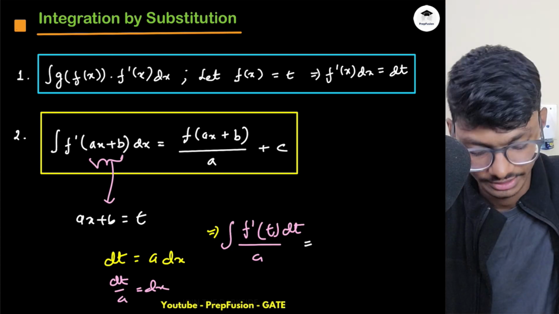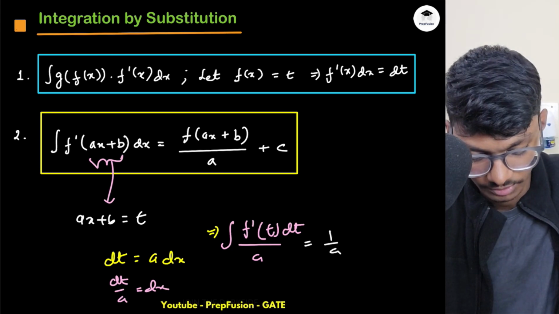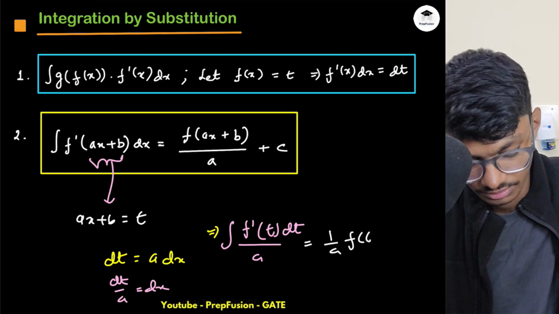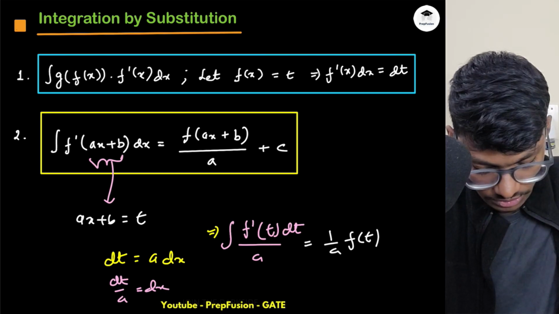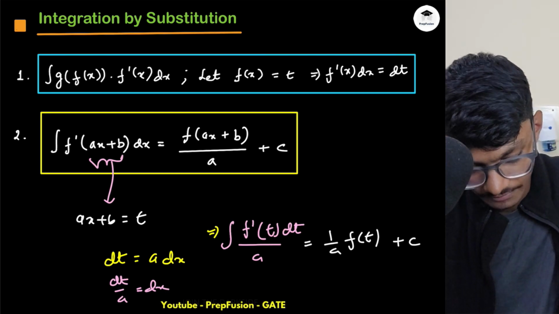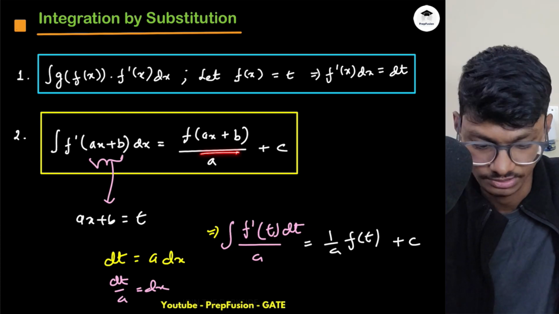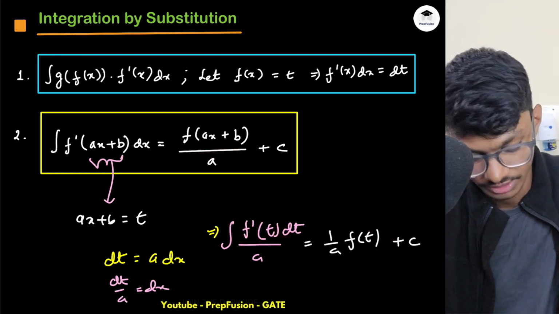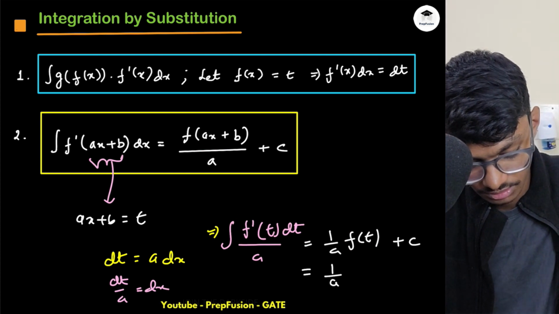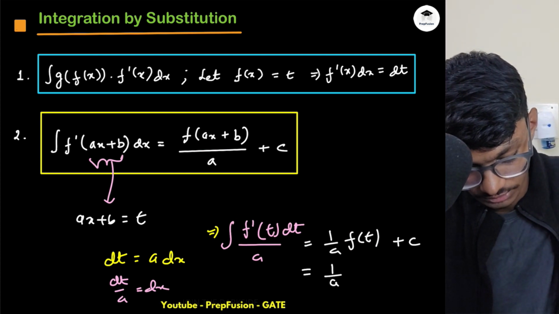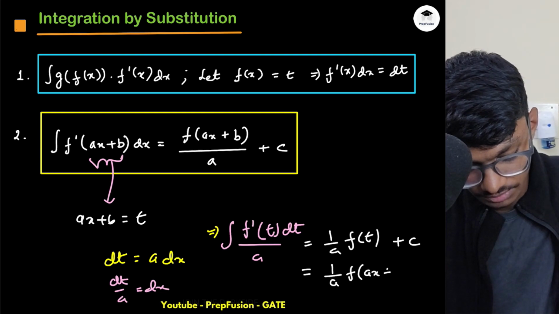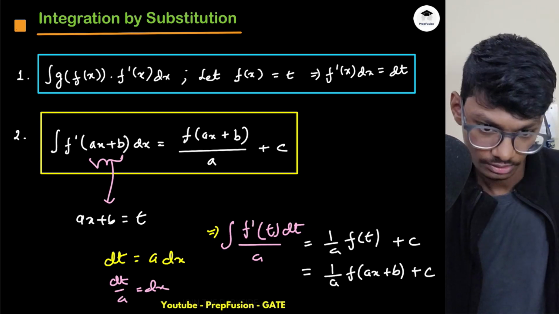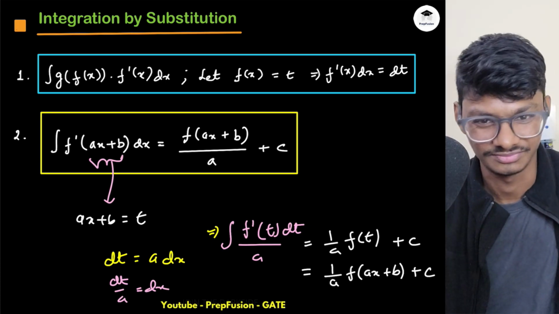What will be the integration? 1 by a is a constant, so 1 by a will come outside. And what is the integration of f dash of t? It is simply f of t, plus c also is there. And what is t? t is ax plus b. I am integrating with respect to dt, don't forget, so that's why this became simply f of t. So it is f of ax plus b plus c. This is how you solve, basic only, right?